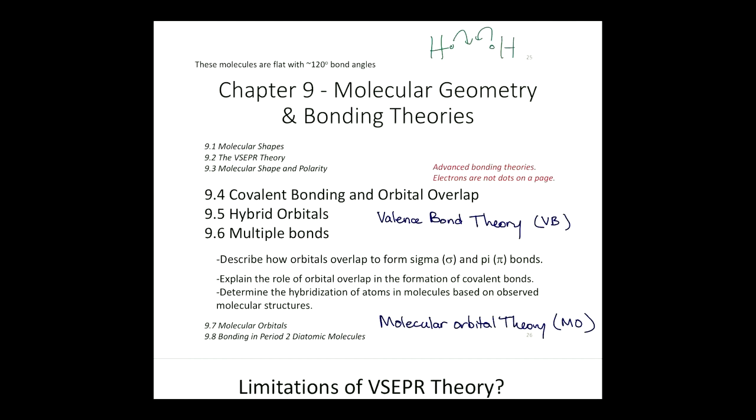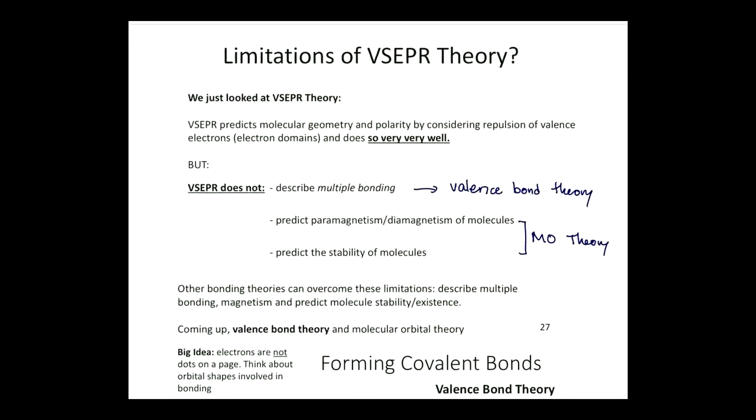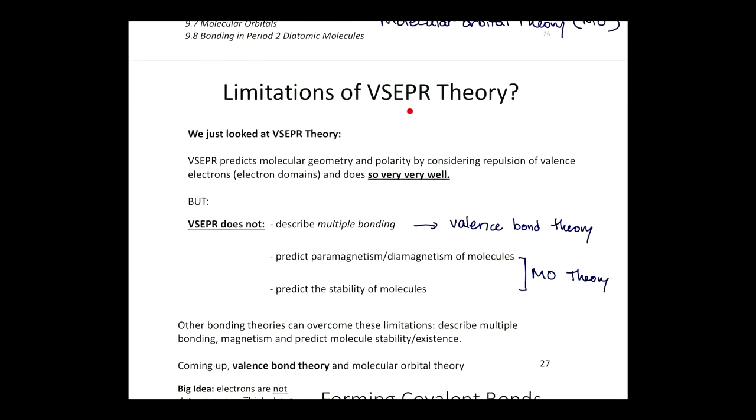But the thing is, are electrons dots? No, they're not. In chapter 6, we learned that electrons are waves. Does an electron orbit around a hydrogen atom? No, it exists in what? An orbital. That's what valence bond theory is. We're now recognizing that electrons are not dots on a page. They exist in orbitals. Okay, limitations of VSEPR theory. VSEPR theory is really good. It's really good.